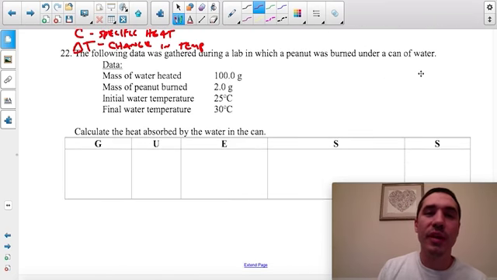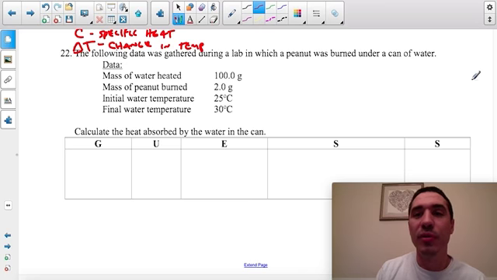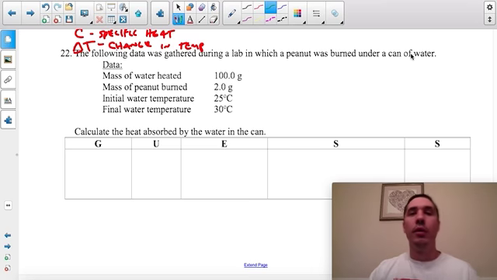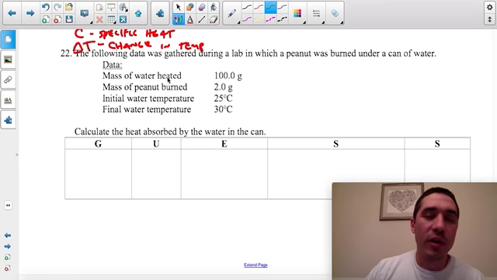Okay, so the following data was gathered during a lab in which a peanut was burned underneath a can of water. So for my data, first thing we have is the mass of the water heated. So we have 100 grams of water that's basically kind of like on top of a peanut that's being burned. The mass of the peanut burned is 2 grams. The initial water temperature is 25 degrees Celsius and the final water temperature is 30 degrees Celsius.